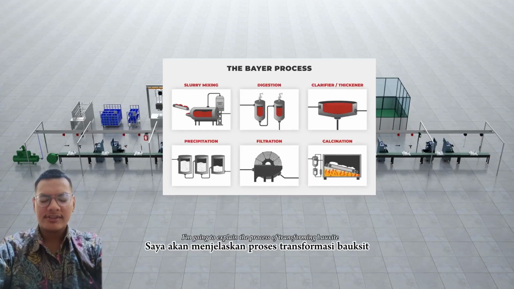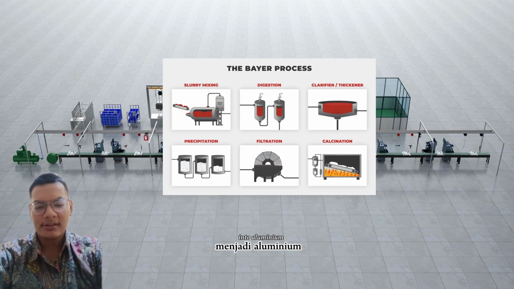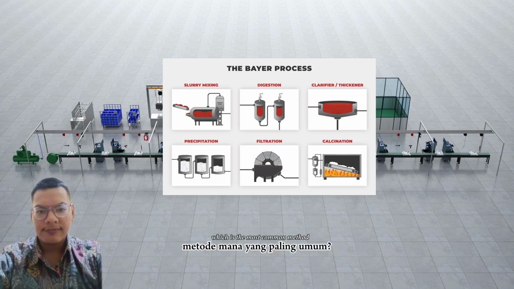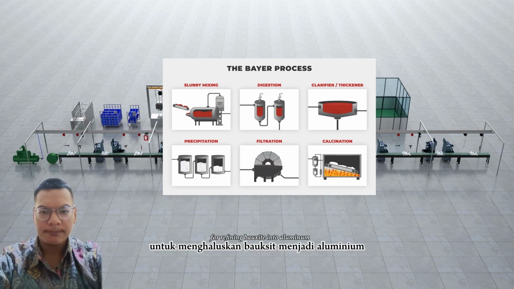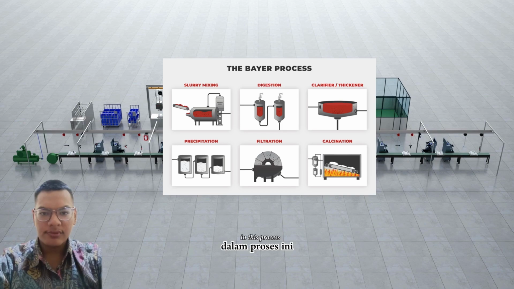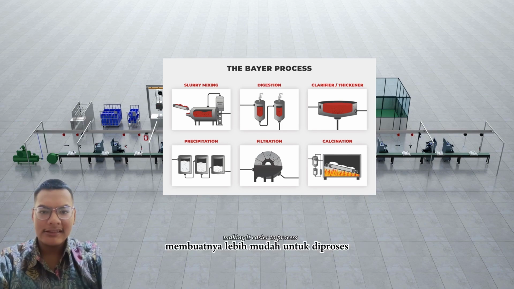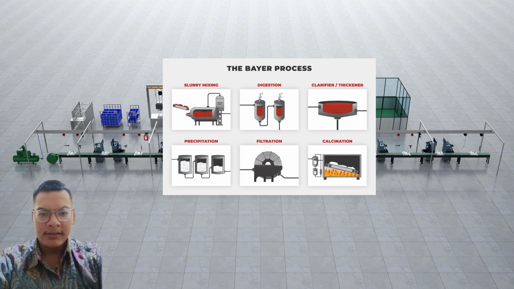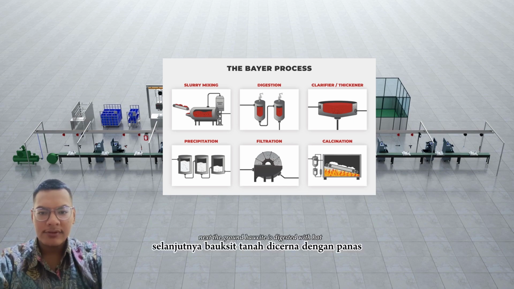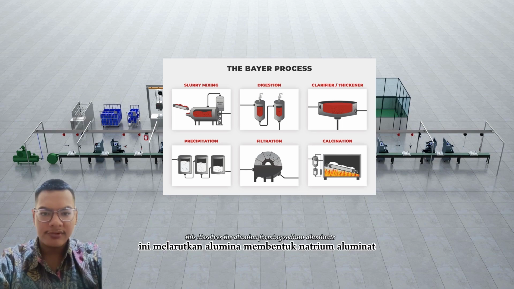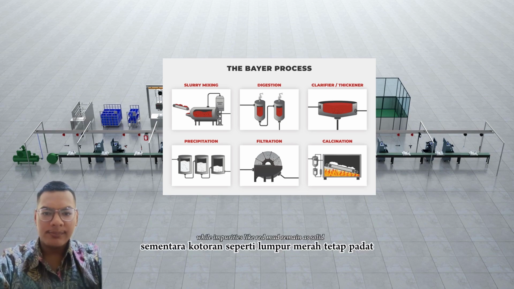Okay, so I'm going to explain the process of transforming bauxite into aluminum. First, we have the Bayer process, which is the most common method for refining bauxite into alumina. In this process, bauxite is crushed and ground to increase surface area, making it easier to process. Next, the ground bauxite is digested with hot sodium hydroxide. This dissolves the alumina, forming sodium aluminate, while impurities like red mud remain as solid.